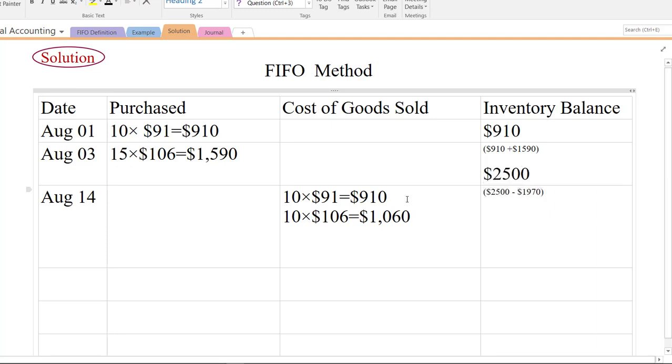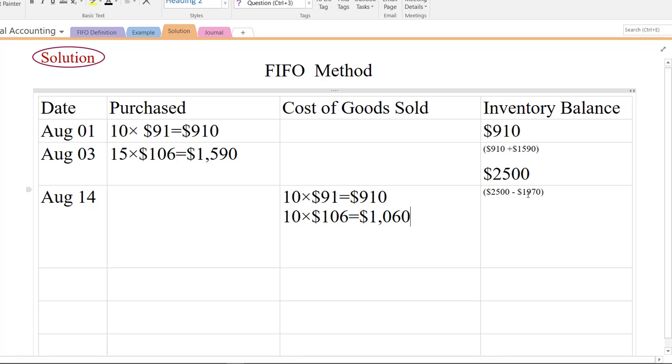So you can see here that when we add 910 plus 1060, I'm requesting every one of you to solve the question with me, because currently I'm doing it with my calculator. So 910 plus 1060 is equal to 1970. It means the total number of inventories which are sold had a cost of 1970 to the business or to the organization.